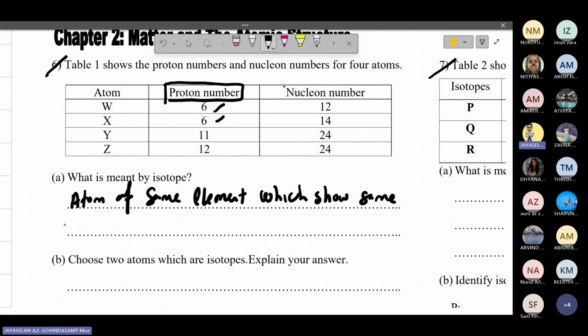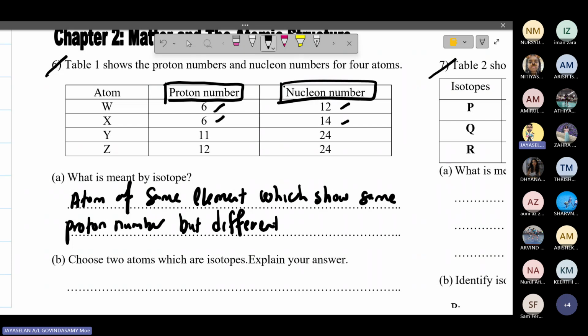For the same proton number. But different. Different what number? These 2 are different, right? So for different, I choose the nucleon number. So I already score 1 mark. Any question? This one I will do.